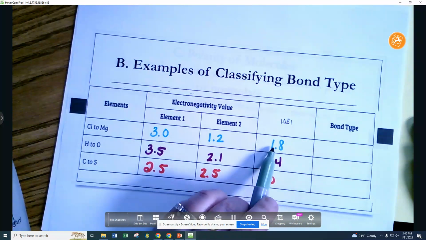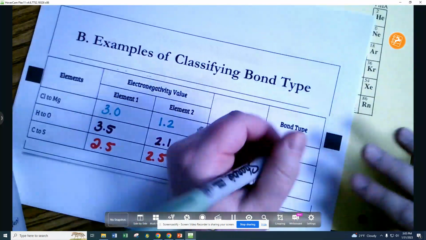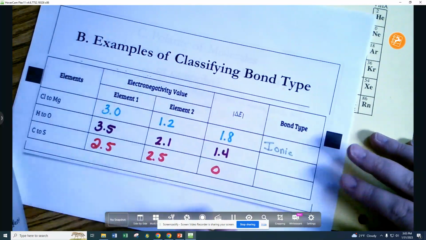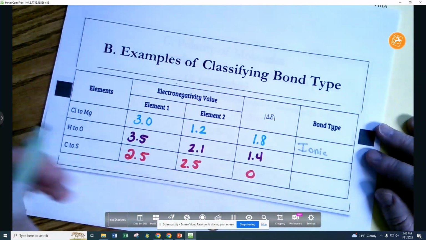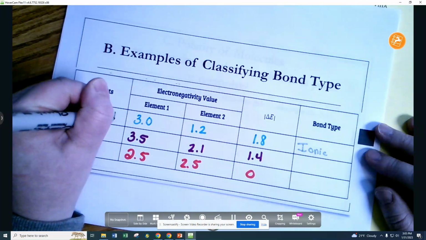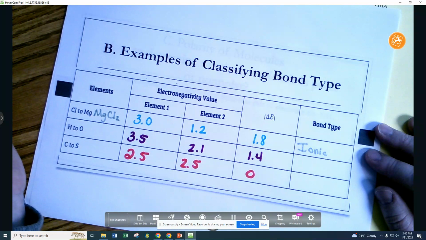So since this is greater than 1.7, the first bond would be considered ionic, which should make sense because magnesium is a metal, chlorine is a non-metal. So when we look at it, the formula here would be MgCl2 if we were to have a chemical formula there.